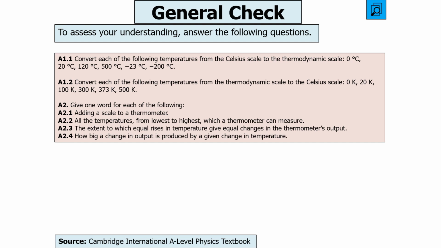And then give one word for each of the following. Add in a scale to a thermometer. All the temperatures from lowest to highest which a thermometer can measure. The extent to which equal rise in temperature give equal changes in a thermometer's output. And then how big a change in output is produced by a given temperature. So pause the video now, then unpause the video and you want to go through your answer.